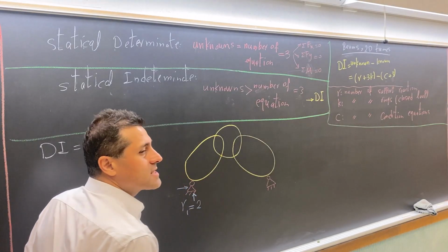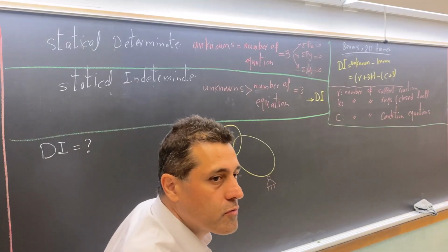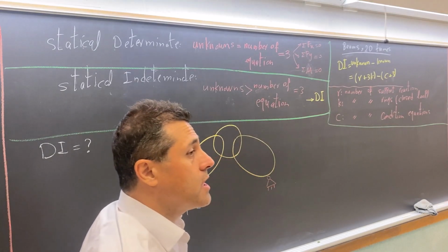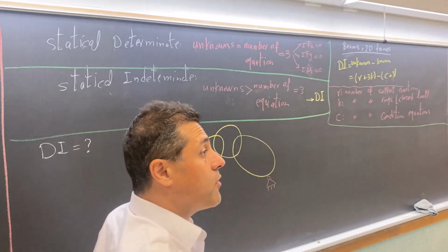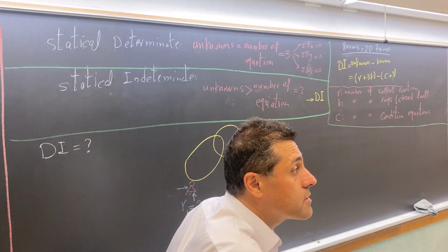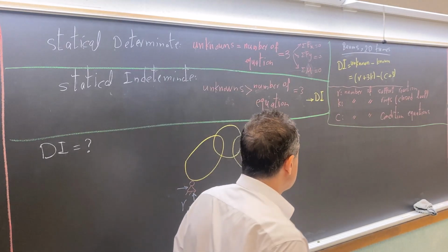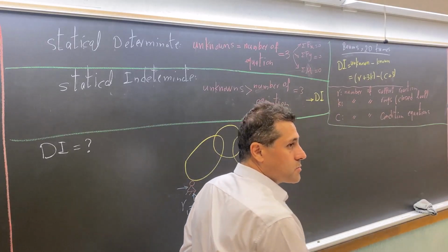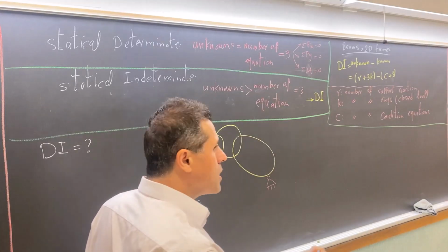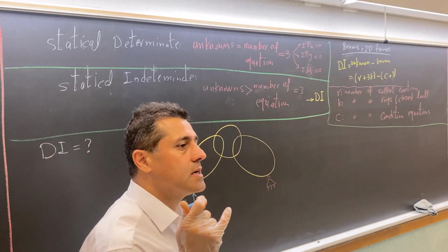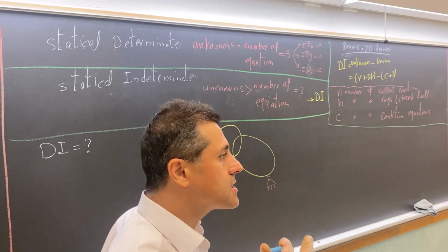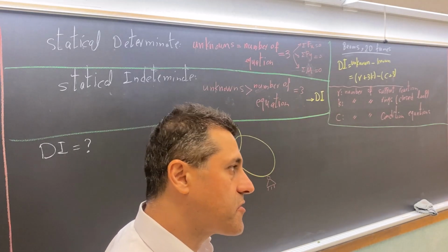If it was a roller support, then how many unknowns would we have? 1, yes, because it's a roller support, so the unknown is vertical. If it was a fixed support, how many unknowns? 3, because it has a moment as well. You learned it in statics. So a roller support always has 1 unknown reaction, a pin support always 2 reactions, and a fixed support always 3 reactions.